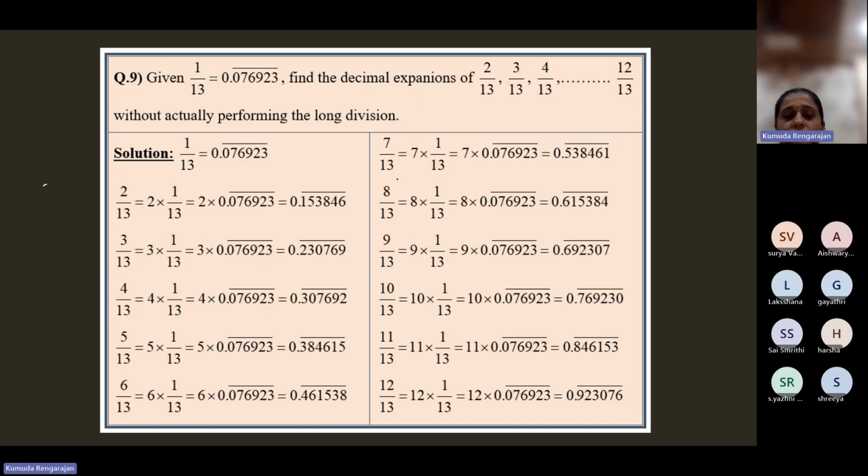So we'll just take this one for example. 7 by 13 is 7 into 1 by 13. So 7 into 1 by 13 is given as 0.076923 recurring. So multiply. You get this as the product. Place the bar, because here the bar is on top of 6 digits, right? 1, 2, 3, 4, 5, 6. So same thing here also.